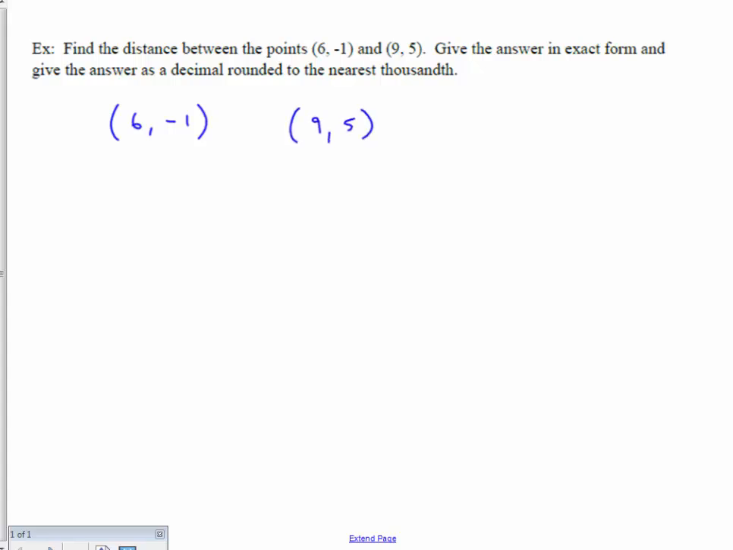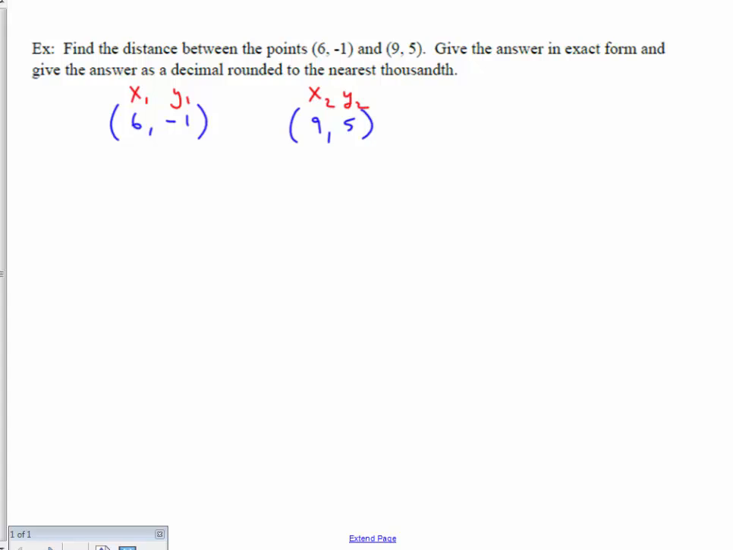The first ordered pair I will label as x sub 1 and y sub 1, meaning the x from the first point and the y from the first point. The second ordered pair I will label as x sub 2 and y sub 2, meaning the x from the second point and the y from the second point. This gives us a way to keep track of which x and y are which.